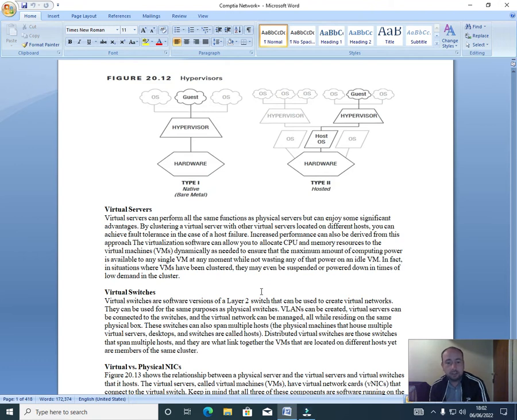The virtualization software can allow you to allocate CPU and memory resources to the virtual machines (VMs) dynamically as needed to ensure that the maximum amount of computing power is available to any single VM at any moment, while not wasting any of the power on an idle VM. In fact, in situations where VMs have been clustered, they may have been suspended or powered down in times of lower demand in the cluster.